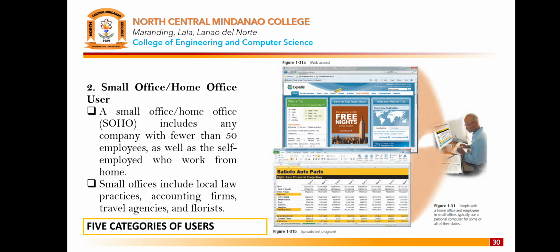And typically, they have desktop computers to perform some, if not all, of their duties. And aside from the desktop computer, they also have smartphones or other mobile devices to manage appointments and contact information. Also, the SOHO users access the internet to look up information such as addresses, directions, postal codes, and flights.